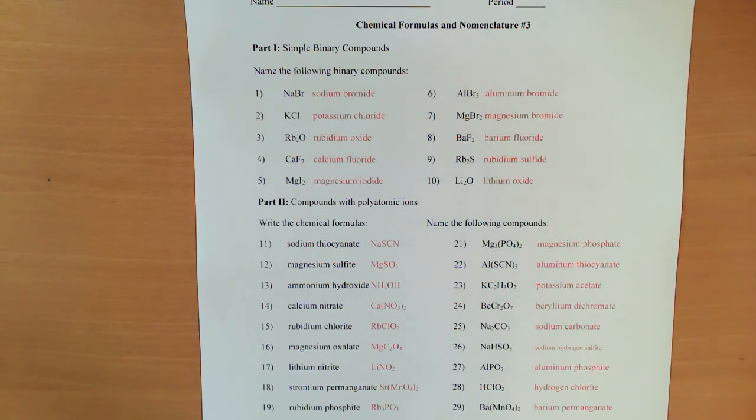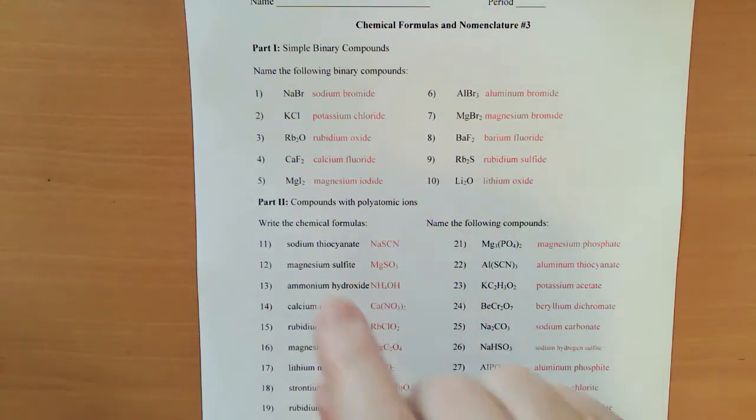This is just a practice assignment to help you gear up for the test. We're looking at part 1, the simple binary compounds. No transition metals involved here. Okay, these are just main group elements.